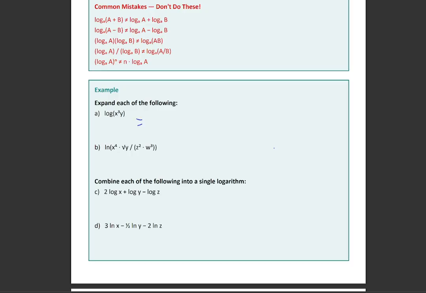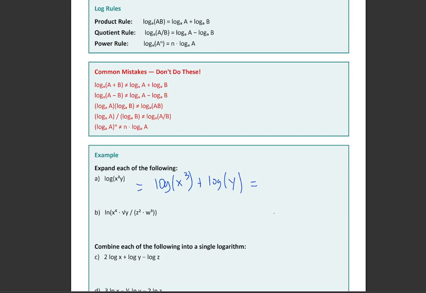So this, using our first rule, becomes log of x cubed plus log of y. And we can take this one step further using our last rule, where we have x cubed inside the logarithm. We can actually take that 3 and move it to the front. So this becomes 3 log x plus log y. And that's it. We're done. We wouldn't want to try to recombine these or anything like that. This is the fully expanded form.